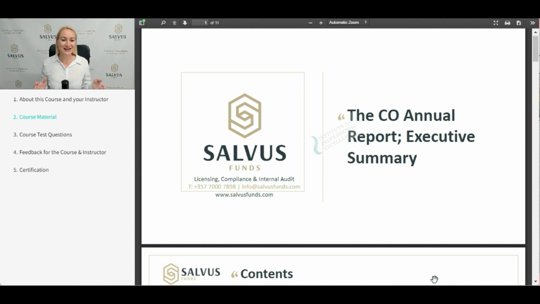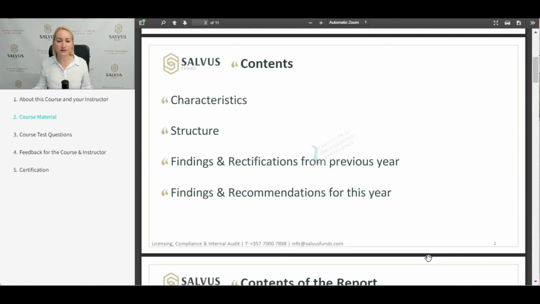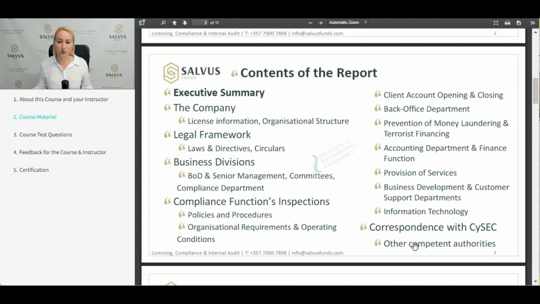So, we are starting preparing our annual reports, and we are starting, of course, from the executive summary. Within this section, we are discussing characteristics, the structure that we are following, findings and rectifications from the previous year, findings and recommendations for this year. So, we are discussing now the executive summary, and in the next sections of our course, we are discussing information about the company, legal framework, business divisions, compliance functions, inspections, and correspondence with CySEC.